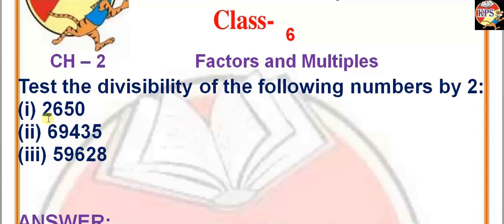So our first question is 2650. And the second question is 69,435. And the third question is 59,628. So how will you find out?